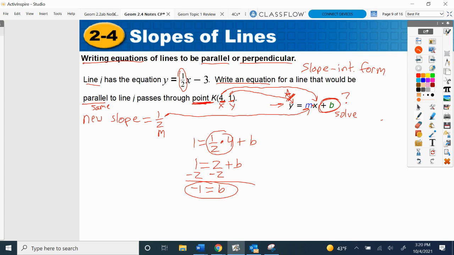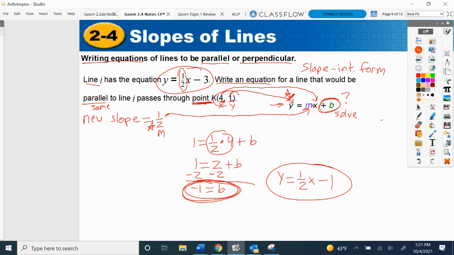Now we have all the information to write our equation in slope-intercept form. We're going to say y is equal to, and for a slope, I'm using the slope that I came up with before to make it parallel, 1/2 x, and then for my y-intercept, I'm using what I just found using some algebra steps. So my y-intercept would be -1, minus 1. There is your equation for a new line that would be parallel to J, and it goes through that point right there, (4, 1).